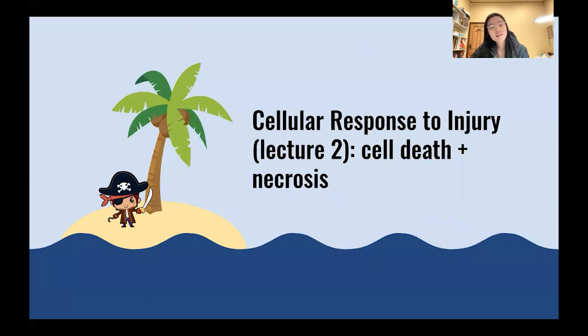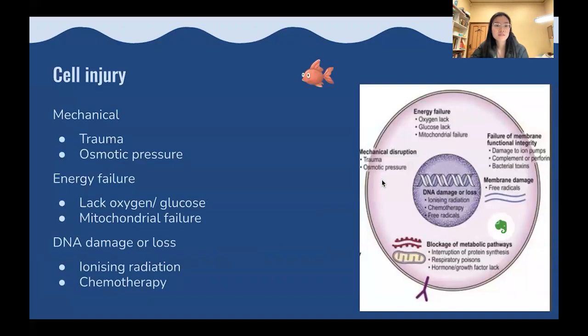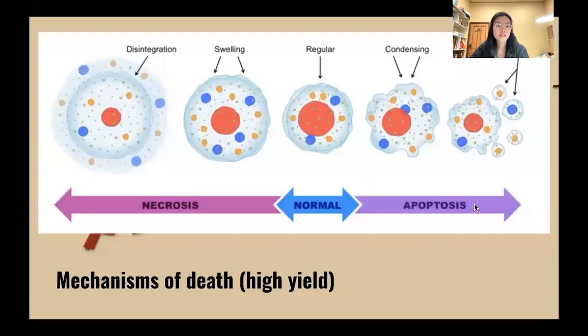Lecture two is cell death and necrosis. So we're going to talk about the difference between necrosis and apoptosis. So why would a cell have to undergo cell death? Sometimes the injury is very severe, and the main things are mechanical, energy failure, or DNA damage. You've also got the reasons why as well. Let's look at necrosis and apoptosis.